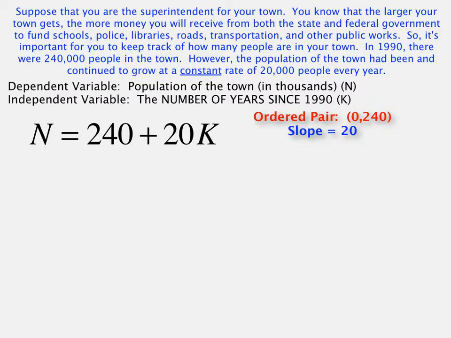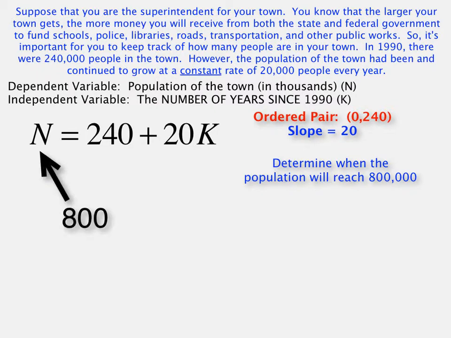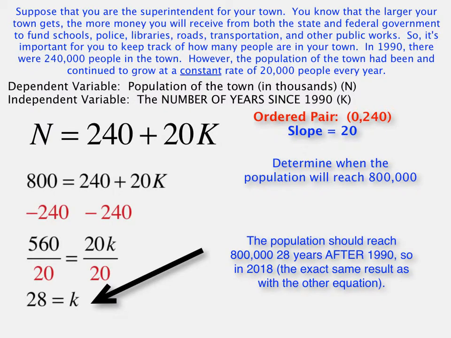And now we can use this new equation to answer the exact same questions as before. Note that in this case, when we substitute 800 in for the population, we do not get the same answer we did before. However, note that this new number represents the years since 1990. So when we calculate what year that means, we end up with the exact same result as we did before.